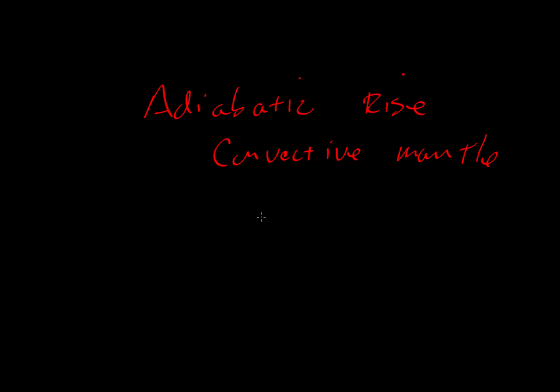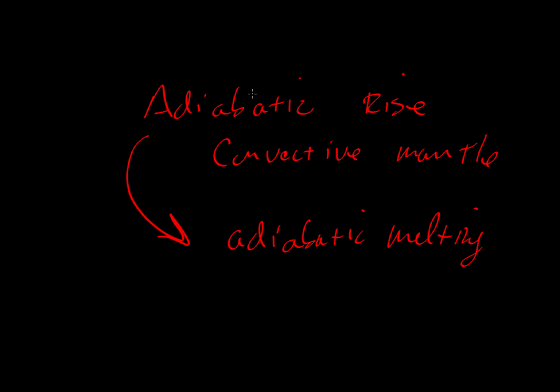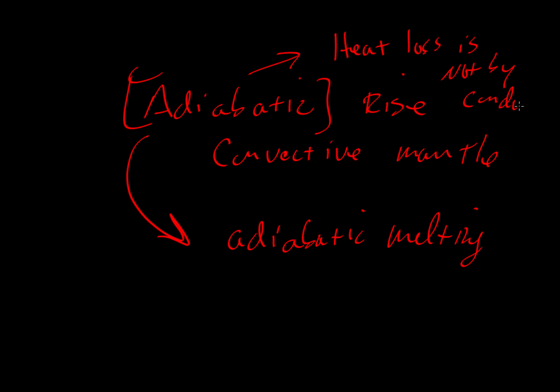So these are the technical terms we give to it. An adiabatic rise of the convective mantle is going to lead to adiabatic melting. And we will give a derivation of what we mean by adiabatic later to quantify this, but this basically means that a parcel of mantle will rise where there is no heat loss by conduction. So heat loss is not by conduction. Heat loss is only relative to the mantle adiabat.